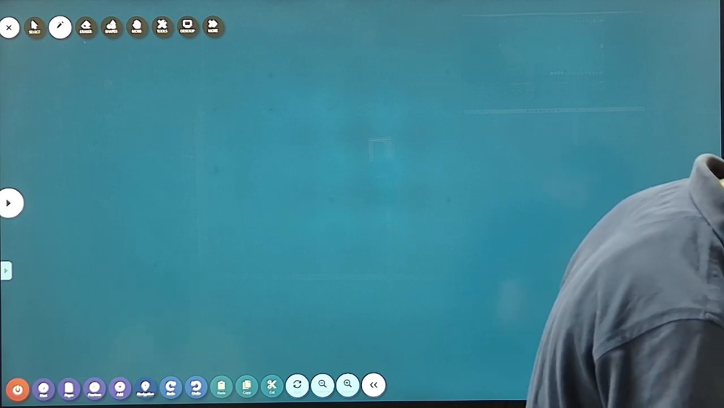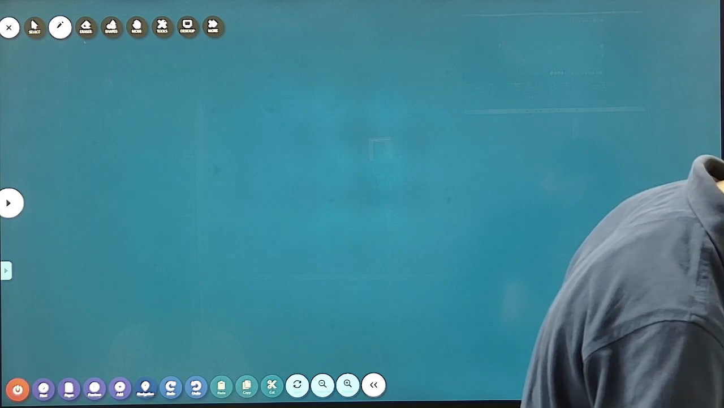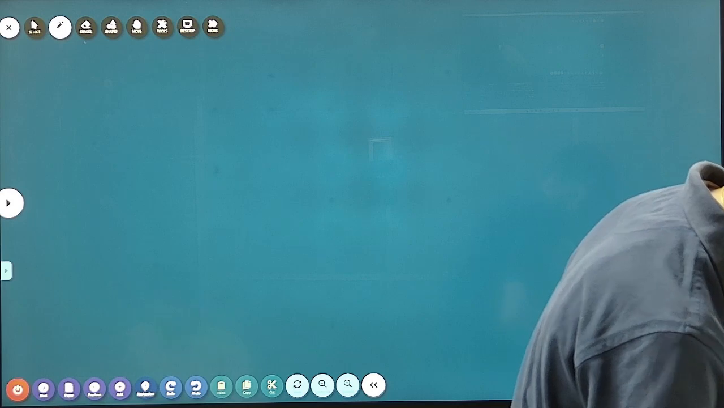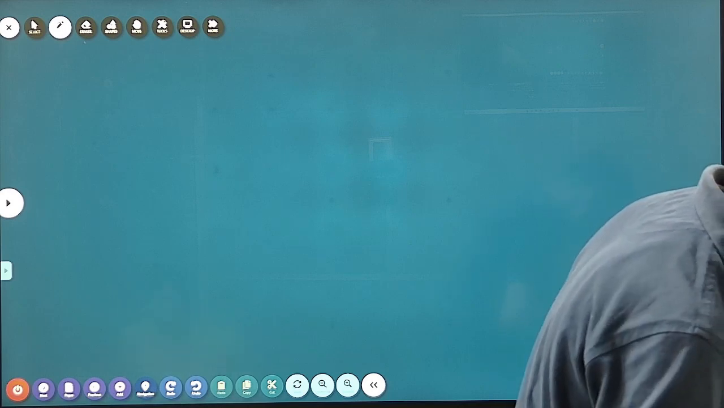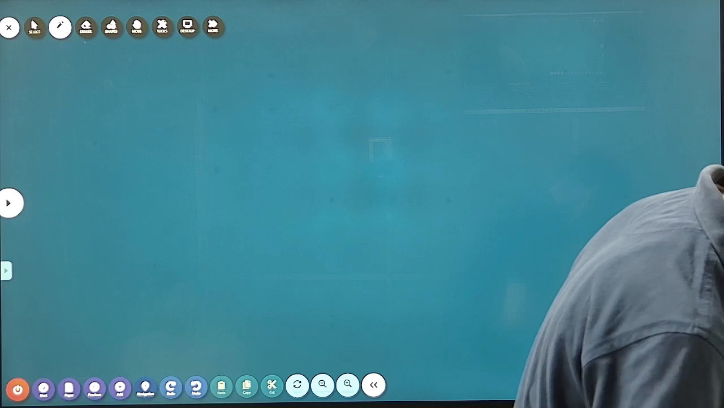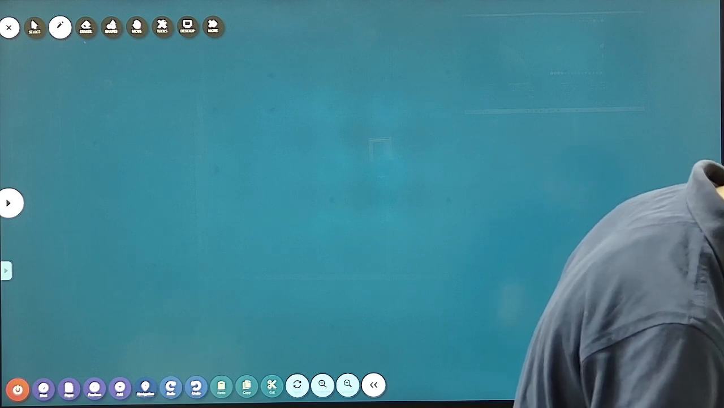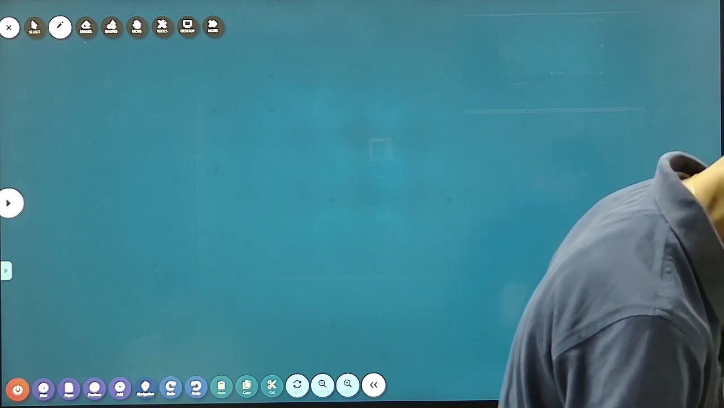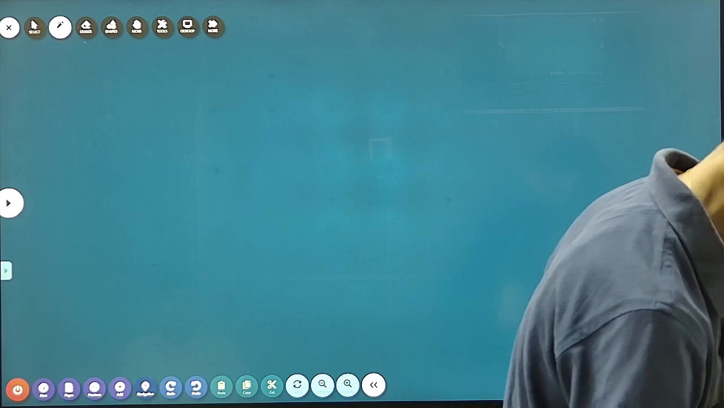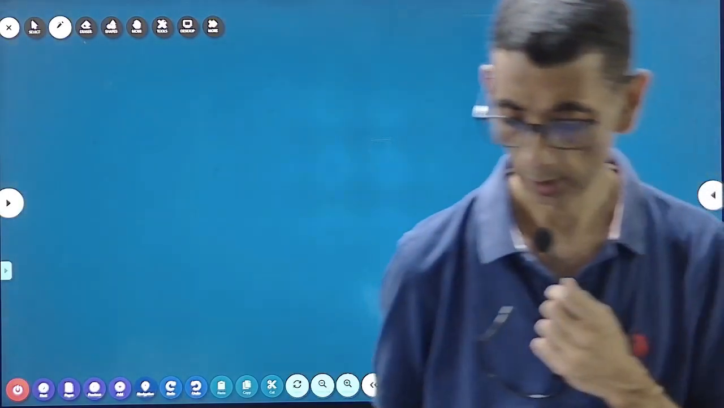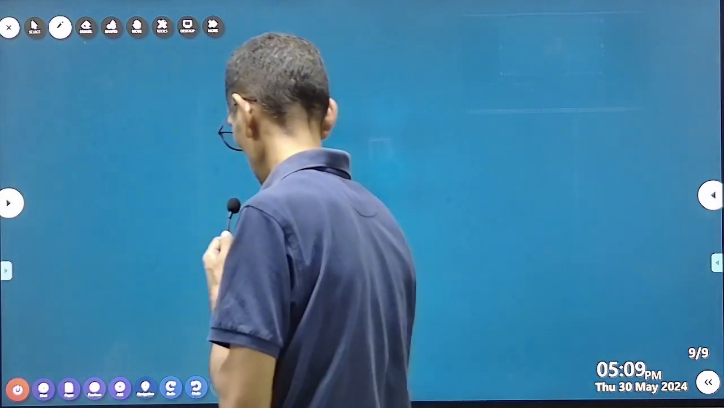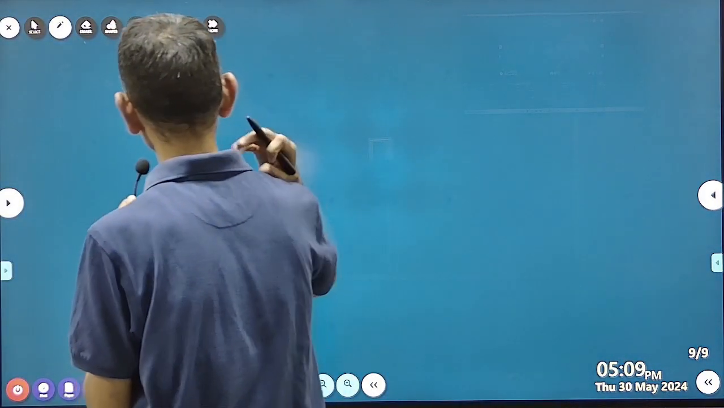So now let's solve question answers related to compound interest. Let us start this one. Illustration 28. Find the compound interest on 1000 for 4 years at 5% per annum. Find the compound interest of 1000 for 4 years.